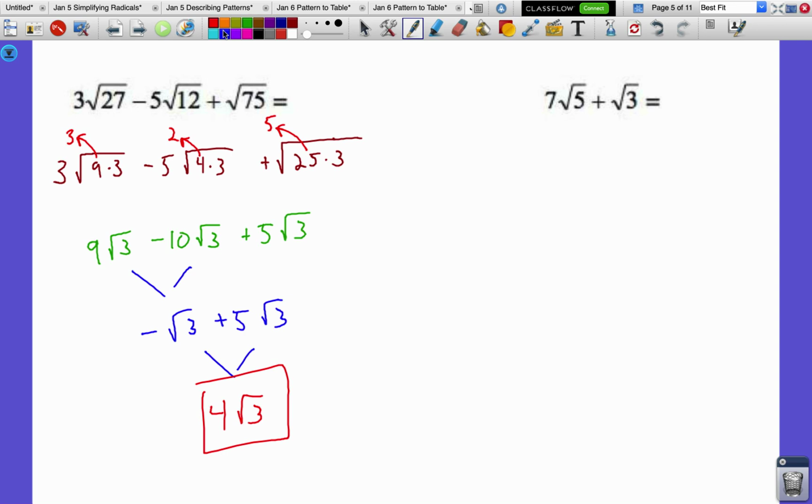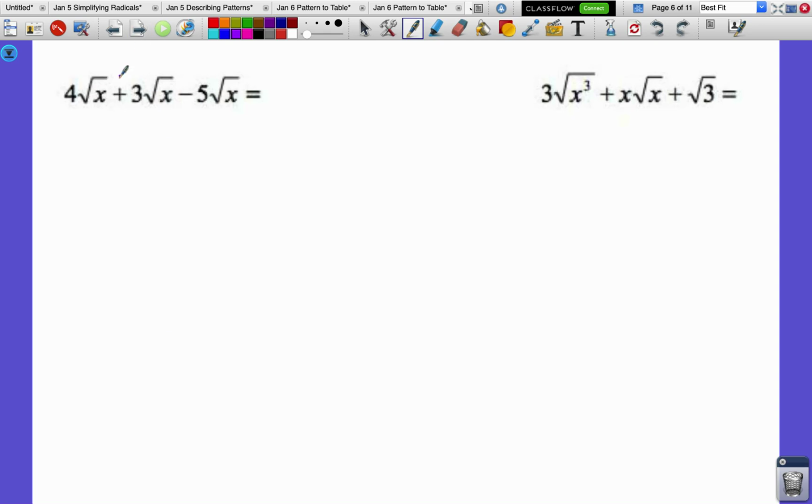Alright, what about something like this? 7 root 5 plus the square root of 3. This one here can't be combined further. We'll say it can't be simplified further. So the key is getting that radicand to match. Here we're not going to be able to get that radicand to match, so we don't want to try and force the issue. These 2 radicals do just have to stay separate. So it's going to happen from time to time.